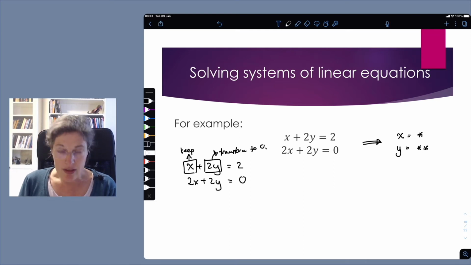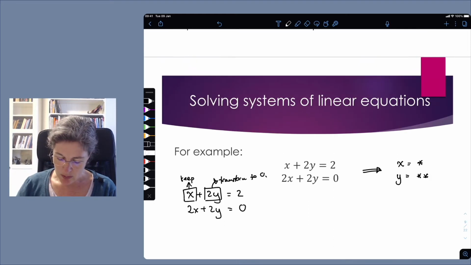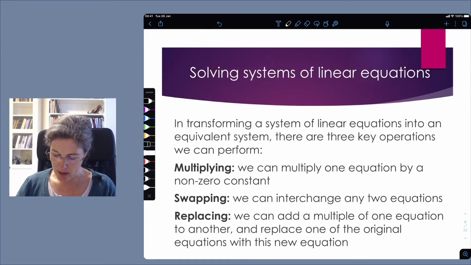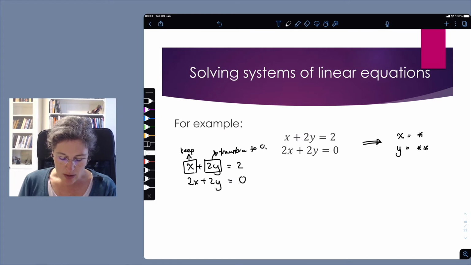So if I think about the things that I can do, well, swapping, so let's go back and check. The things I can do are multiplying, swapping, and replacing. Well, I could multiply through, but the only thing I could multiply through in order to get rid of this 2y would be 0, in which case my x would also be multiplied by 0, and I'd lose that whole equation. So that's not going to work. Swapping my equations is not going to work.